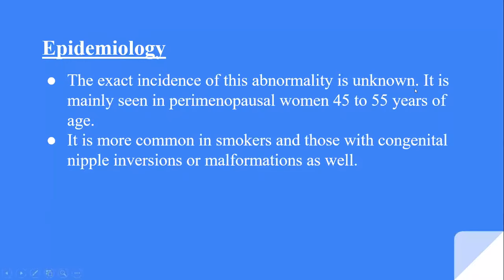Now we come to the epidemiology. The exact incidence of this abnormality is unknown. It is mainly seen in perimenopausal women, 45 to 55 years of age. It is more common in smokers and those with congenital nipple inversions or malformations as well.